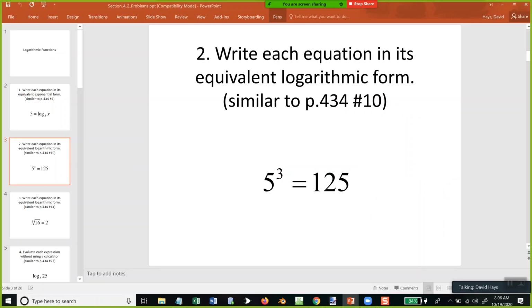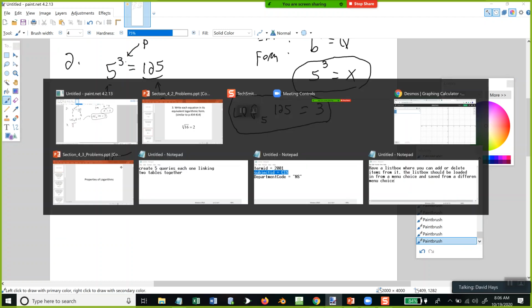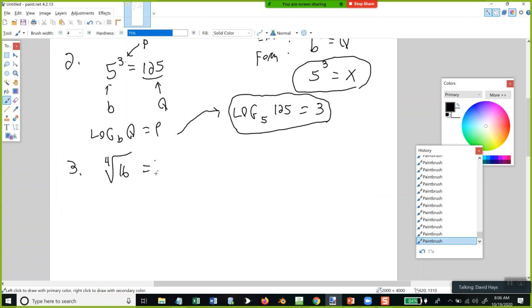Okay, number 3. Got the fourth root of 16 equals 2. Now this is not in either log form or exponential form, but we can rewrite a radical with a fractional power. This becomes 16 to the 1/4 power. If I were to put a power on the 16, this would be 16 to the first. And whatever power is here is what goes up on top. Whatever your index is, that number in the slot, is what goes down below.